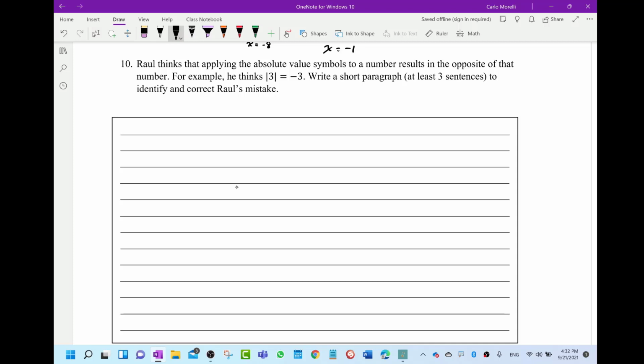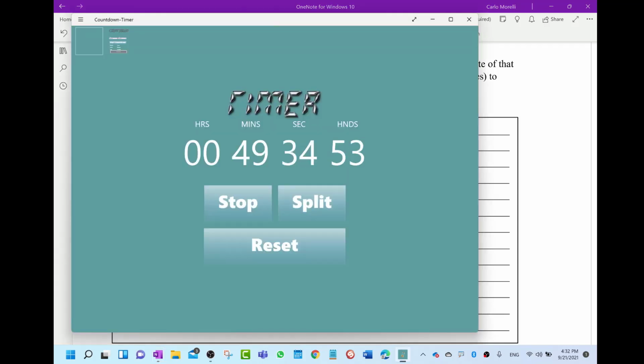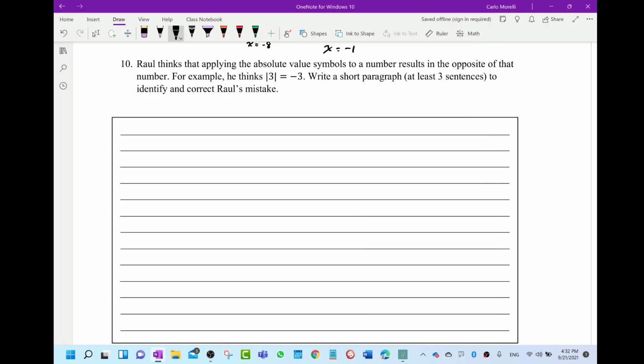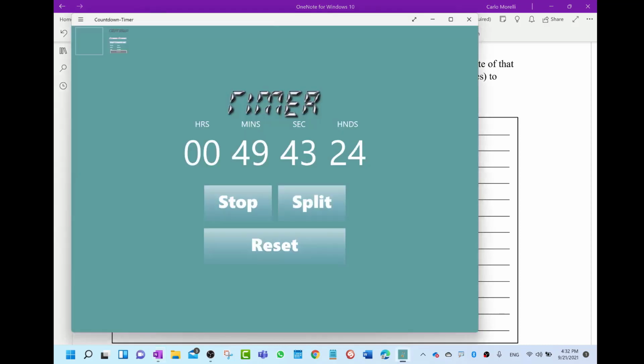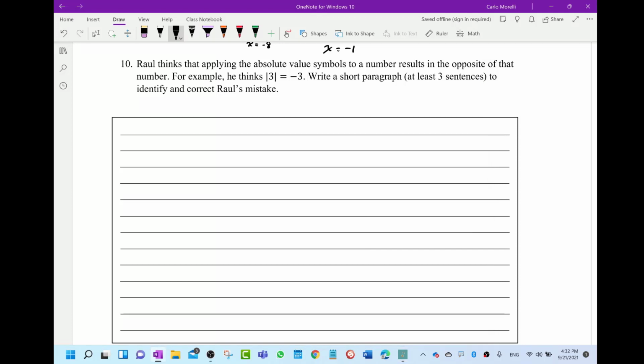Raul thinks that applying the absolute value symbols to a number results in the opposite of that number. For example, he thinks the absolute value of 3 equals negative 3. Write a short paragraph to identify and correct Raul's mistake. Looking at the time, I don't have time to write a short paragraph. Let's see how long it takes me. So how would I answer it? Because then I want to talk to you a little bit.